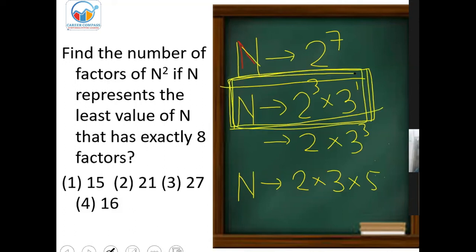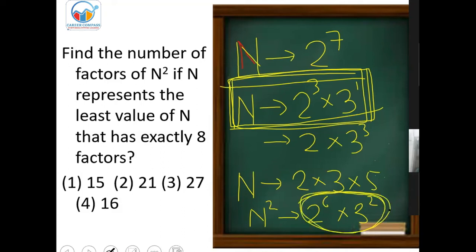If that is so, what is n square? 2 to the power 6 into 3 square, no? Any doubt, guys? No, sir. So what is the number of factors of n square? 7 into 3. That means 21. Clear, guys? Yes, sir.